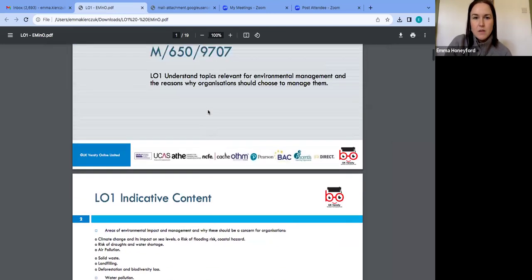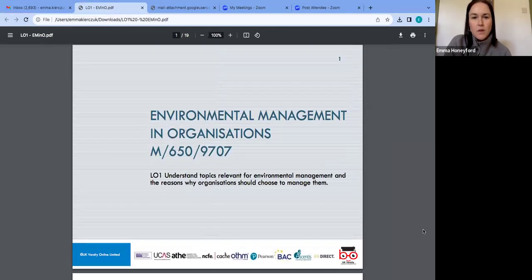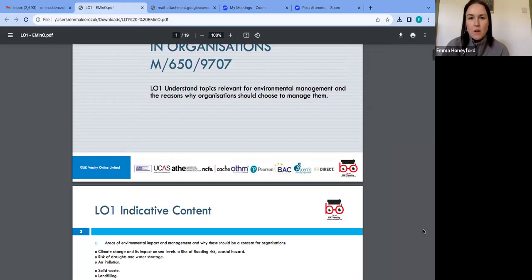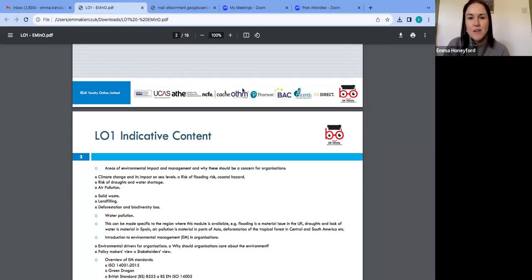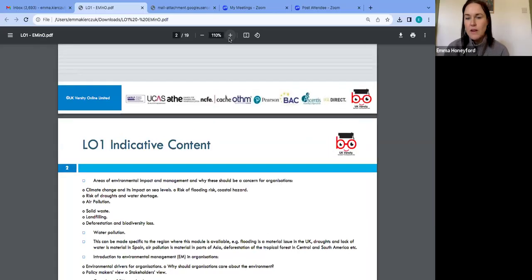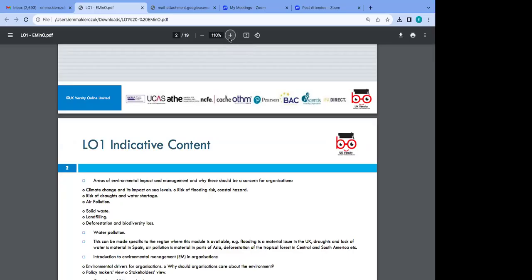Okay, so if we get started. Environmental management in organisations. So this is learning outcome one. We're going to understand the topics relevant for environmental management and the reasons why organisations should choose to manage them. We know it makes sense, but some organisations may have different intentions. In organisations that I have worked for, some care more than others about the environment. It's very complex, and there are different factors as to why different organisations do more than others. But we'll go into this now.